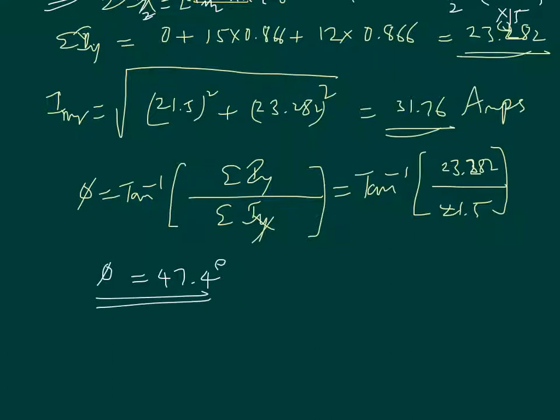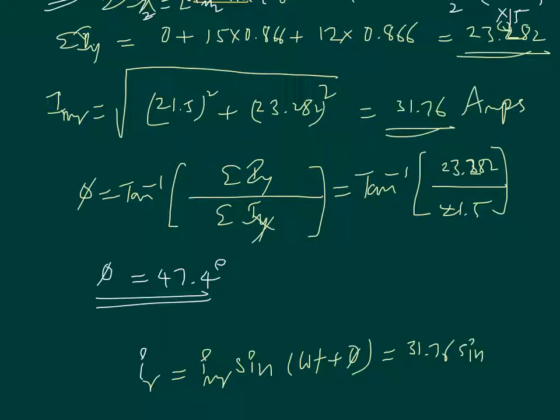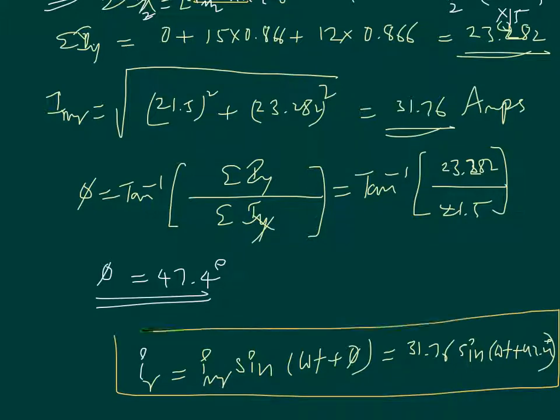47.4 degrees. So now resultant current I can write IR equal to IMR sin omega t plus phi, that equal to 31.76 sin omega t plus 47.4 degrees. Okay, this is the way we have to solve the problem in the addition of the phasor quantities.